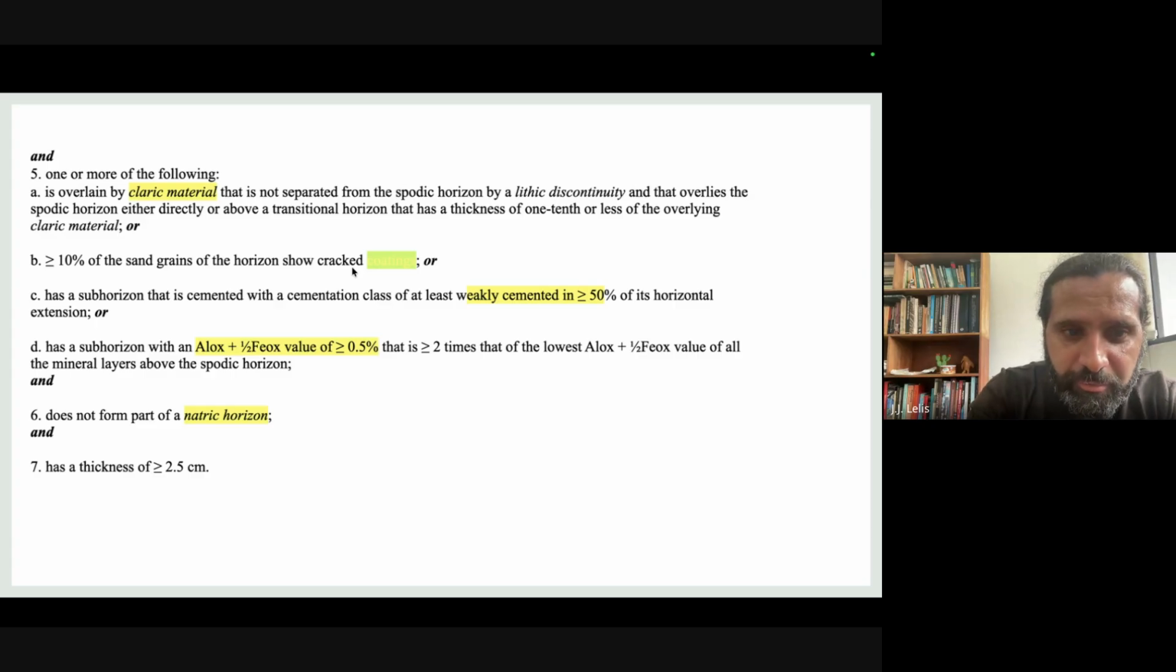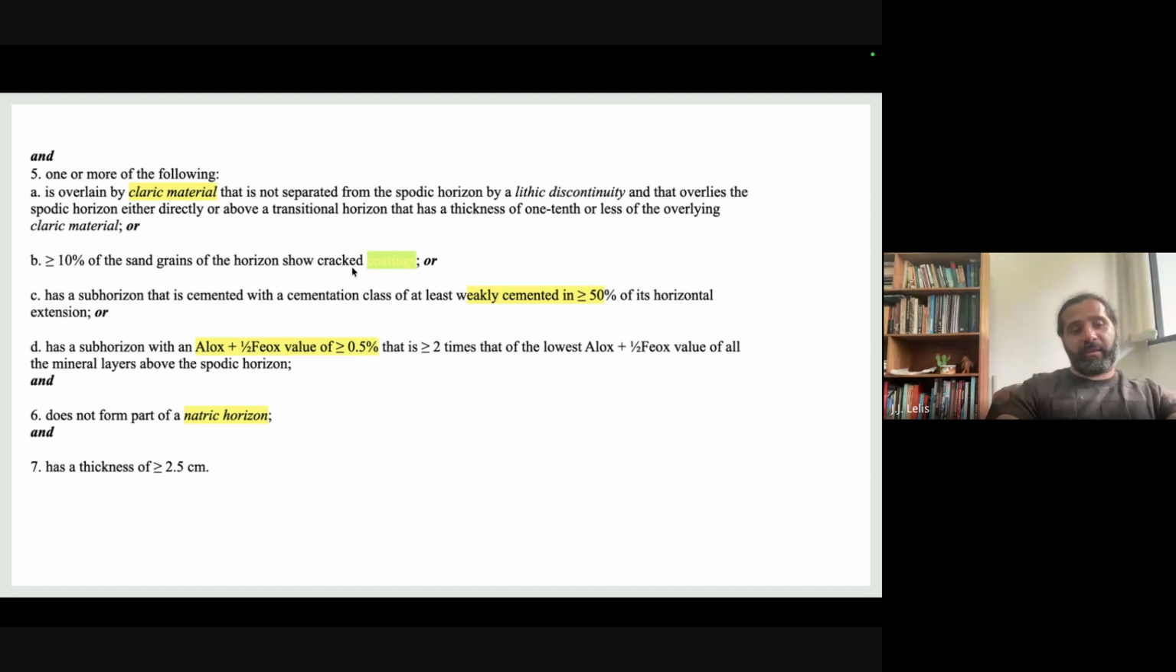So I need to run this kind of analysis, ammonium oxalate. I attack the soil with this ammonium oxalate that extracts the aluminum and iron content that are deeply connected to the organic matter. And then after some analysis, I need to compare the content in the spotted horizon and all the overlying horizons. And according to these contents, I can fit this criteria, okay? And the spotted horizon does not form part of the network horizon.